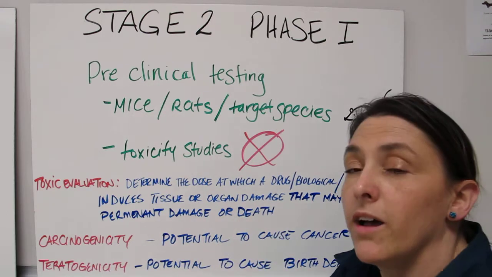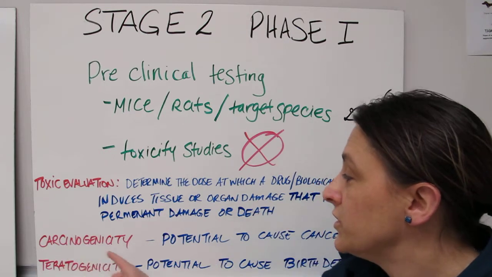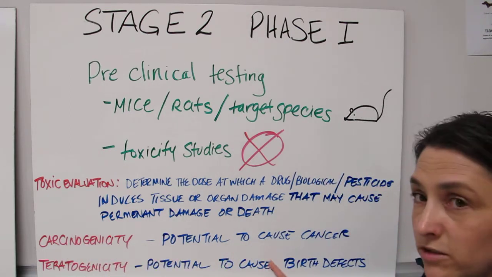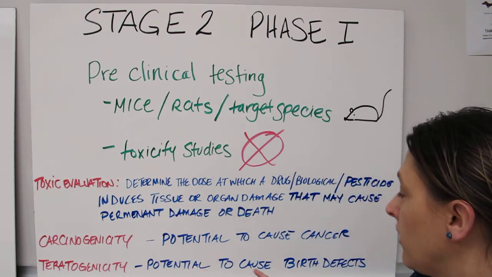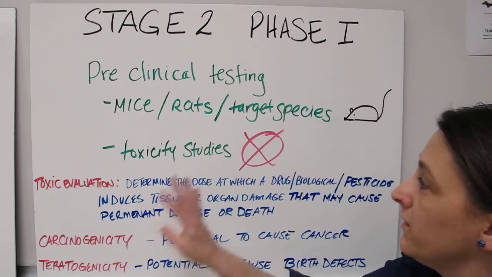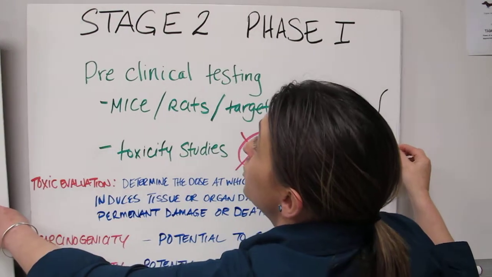So the other definitions you need to know are carcinogenicity. This is the potential to cause cancer. And teratogenicity, this is the potential to cause birth defects. So all of these are taken into account in phase 1. Stage 2, phase 1.